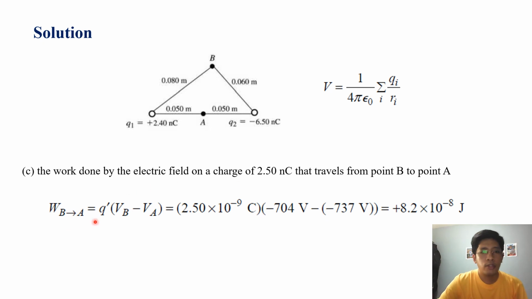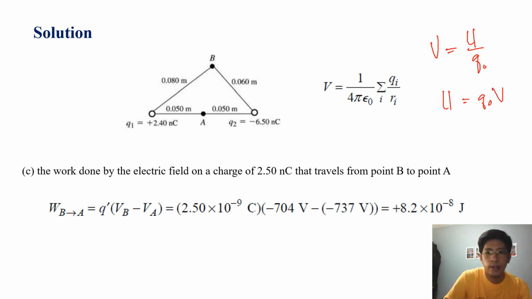Okay, so your work is just your Q(VB minus VA). If you remember, in case you ever forget, your potential V is equal to your U over your Q naught, and your U then is just equal to your Q naught times your V. But your work is equal to the negative of delta U. So you have this change of this quantity here. That is why we have this one here.